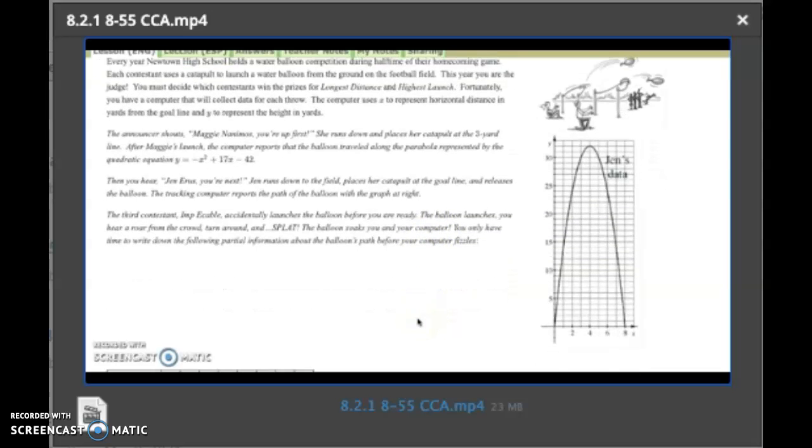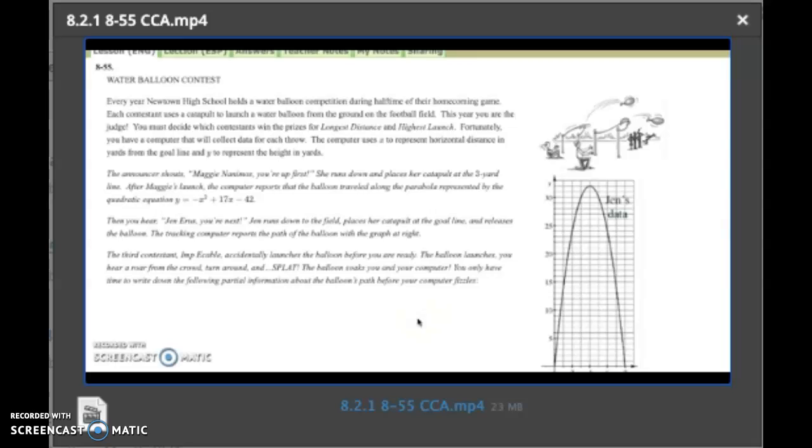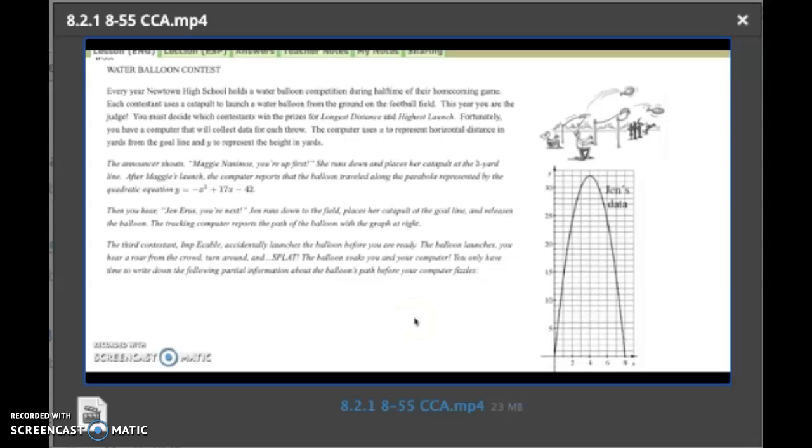All right, so we are going to make a graph and a table for each of these contestants, and we are given different pieces of information about each contestant. So we're going to start with Maggie. What we know is that she is going to catapult, she places her catapult at the 3-yard line. So that is where she's going to shoot her water balloon from. And then we're also given that quadratic equation for her parabola. Okay, so hers is y equals negative x squared plus 17x minus 42.